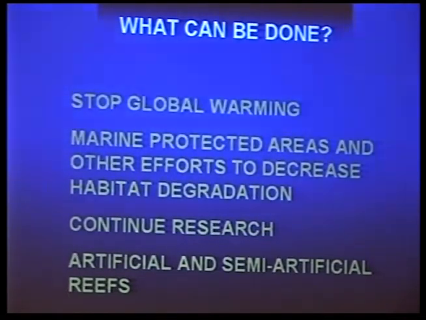We should still continue working with marine protected areas. And what this shows is that what is very, very important is actually to protect the reef structure. Continue research. And I'm also a strong believer in artificial and semi-artificial reefs.